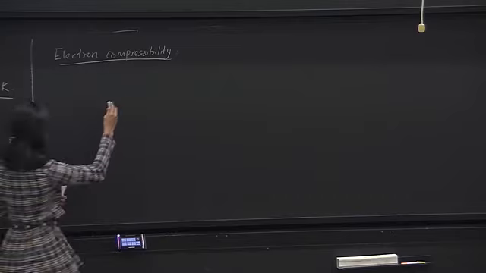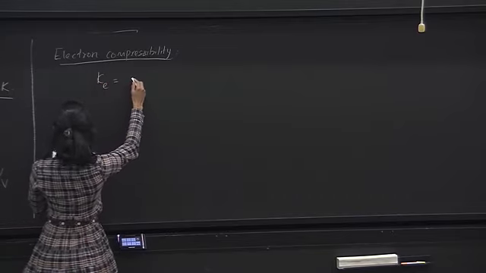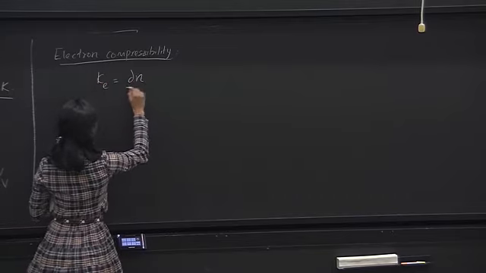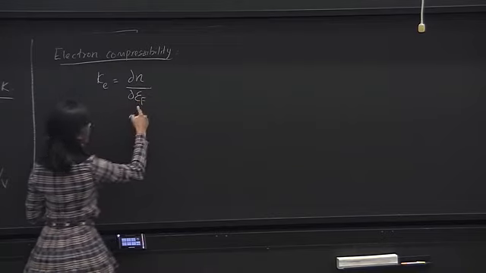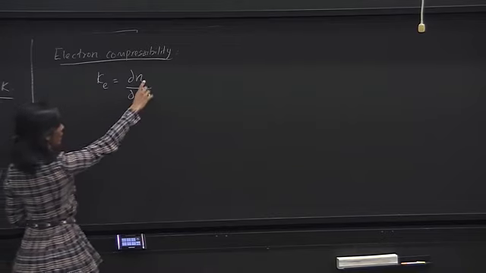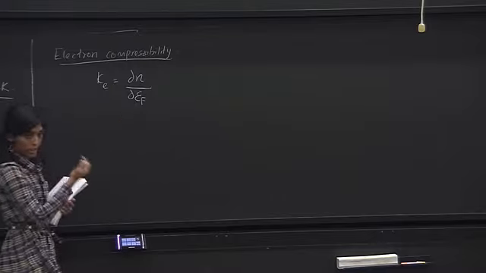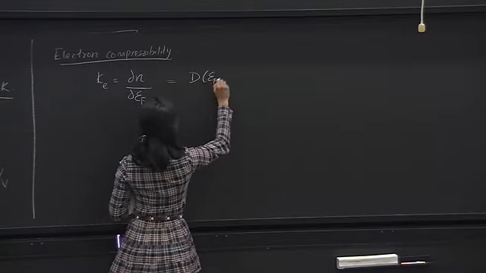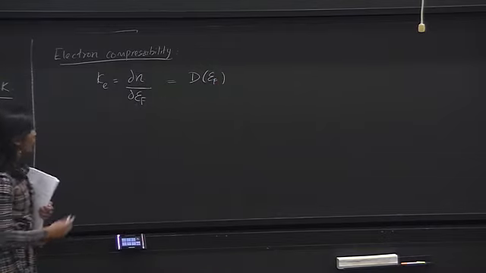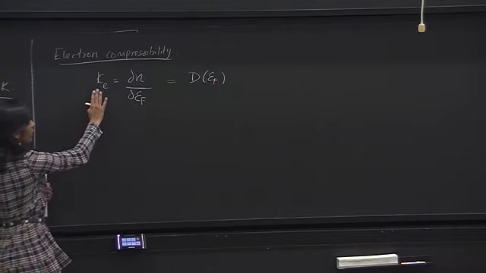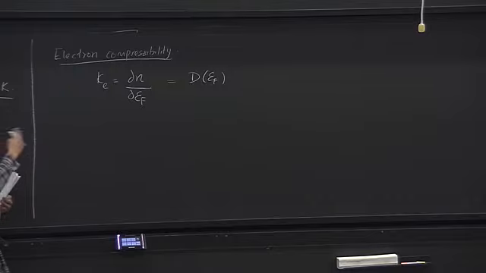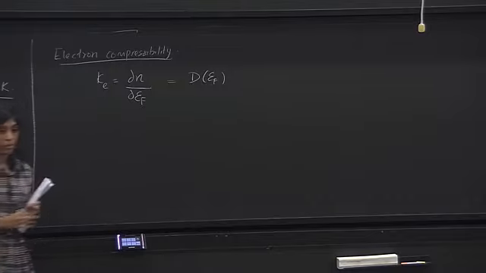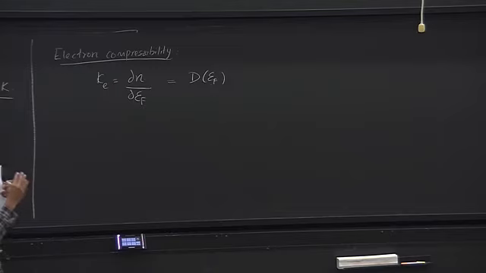The electron compressibility is defined as the change in density for a change in the Fermi energy. How does the density change when I change the Fermi energy by a little bit? And by definition, it's just the density of states at the Fermi energy. So you can measure the electron compressibility in an experiment, and basically what information it tells you is how many low energy degrees of freedom you have.